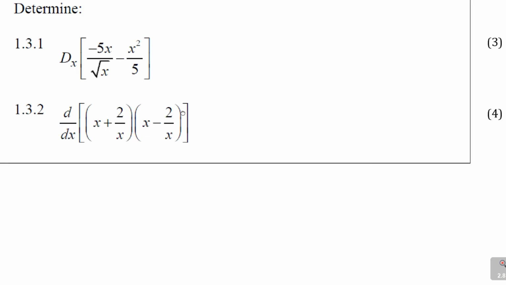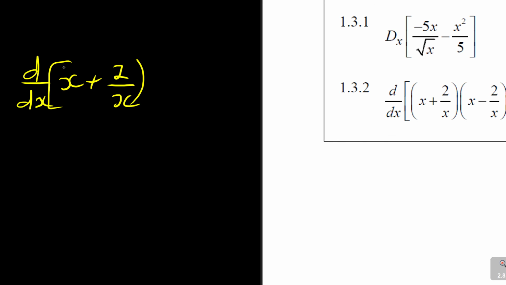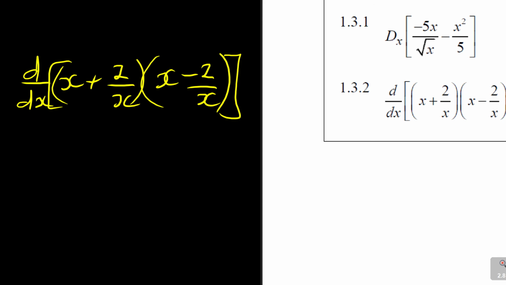Then next one, do you want to try it out? I think I've done enough for the day. You try it out. What do you think will be the answer here? 4 marks. It's worth it. There it is, your d over dx. They are saying x plus 2 over x, and then x minus 2 over x. Do you see that this is like a difference of 2 squares?